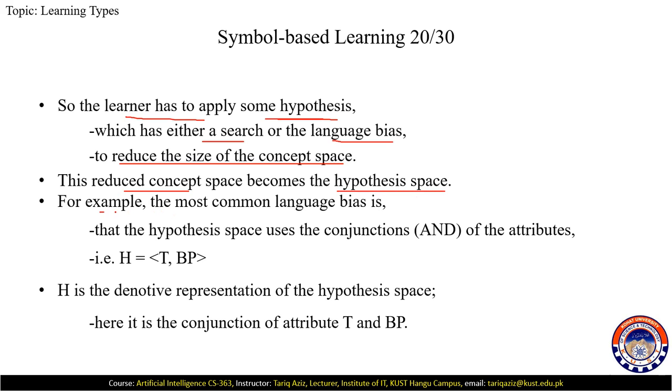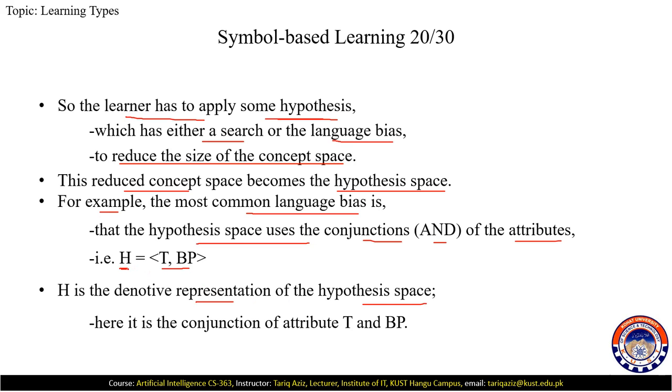Now, we will look at the example, and with the help of this example, we will look at how the concept space can be reduced. So, for example, the most common language bias is that the hypothesis space uses the conjunctions of the attributes. So here we will have attributes, and we will use the conjunctions, and, of the attributes. So for example, we have H, and H is equal to temperature comma blood pressure. In this case, what is H used for? H is used to represent the hypothesis space.